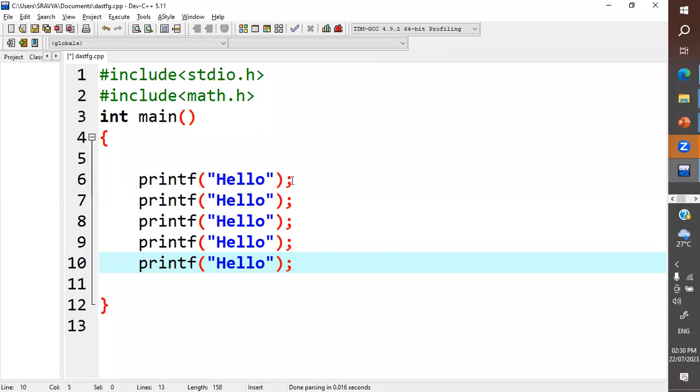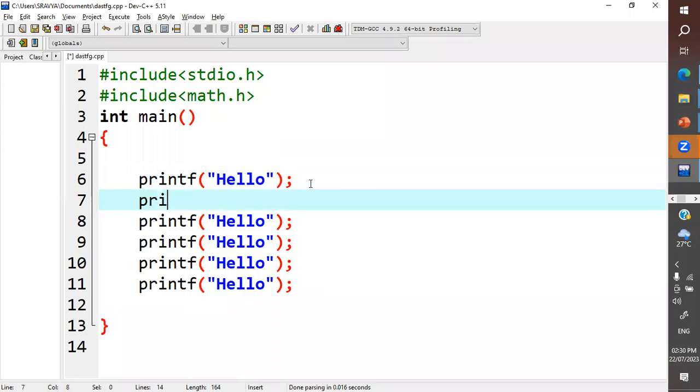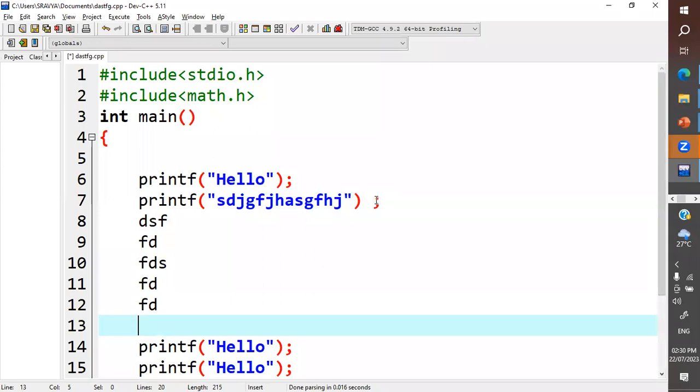I'll write a for loop because they are together, right? But instead of this, first printf hello is there. After that, some other statements are there. Printing some statements, some other code is there. Not only this one, but some other statements are there. Multiple statements are there.